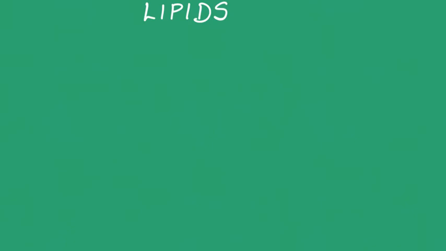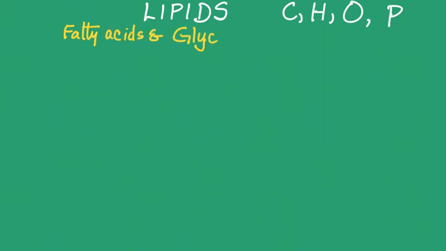The third group of biological macromolecules that we will look at are lipids. Lipids are made of carbon, hydrogen, oxygen, and phosphorus. The building blocks are fatty acids and glycerol. There are three classes of lipids. We have phospholipids, triglycerides, and steroids.